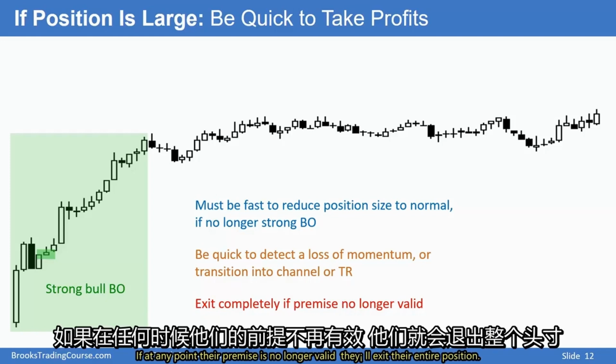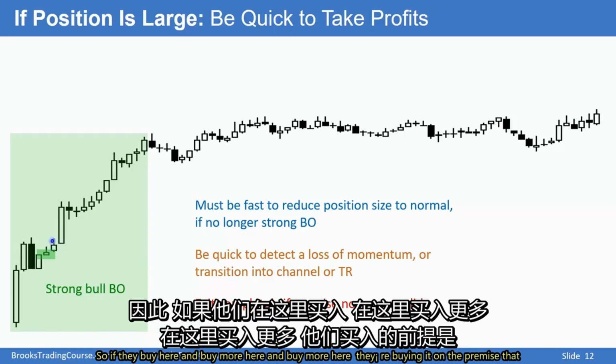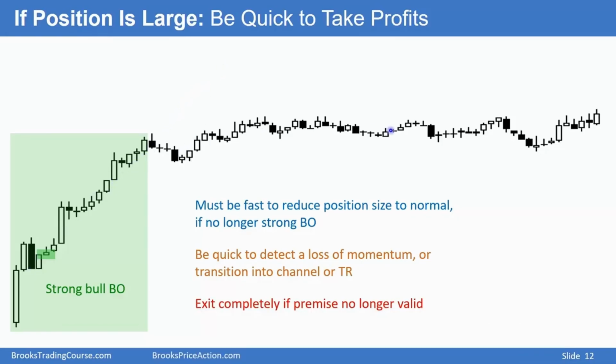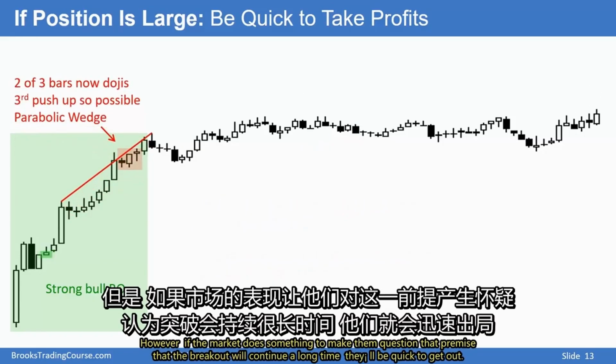If at any point their premise is no longer valid, they'll exit their entire position. So if they buy here and buy more here and buy more here, they're buying it on the premise that perhaps it's a breakout that may continue up much higher before it transitions into a channel. However, if the market does something to make them question that premise that the breakout will continue a long time, they'll be quick to get out.